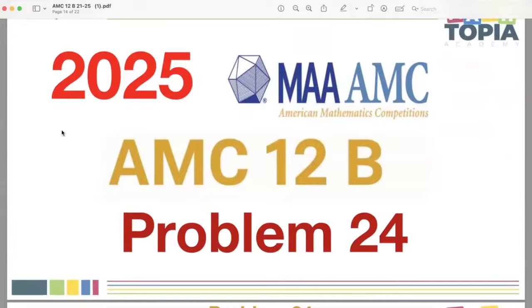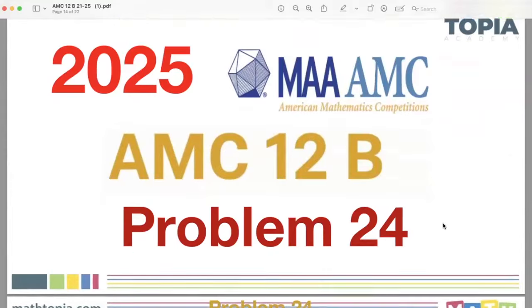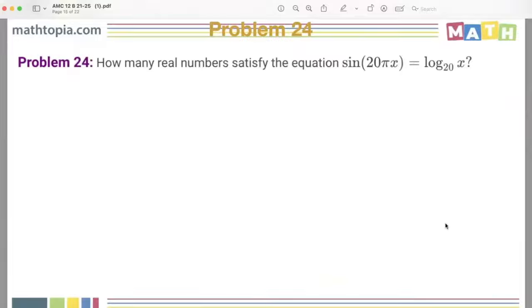AMC 12B, problem 24. How many real numbers satisfy the equation sine of 20 pi x is equal to log base 20 of x?